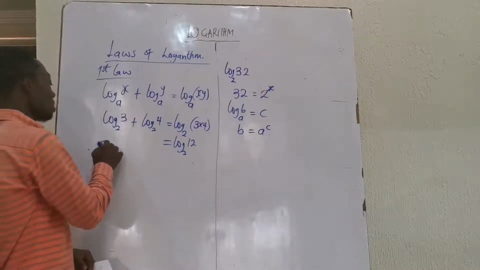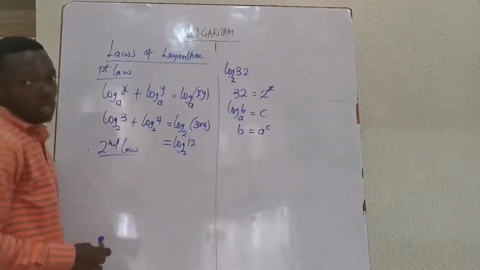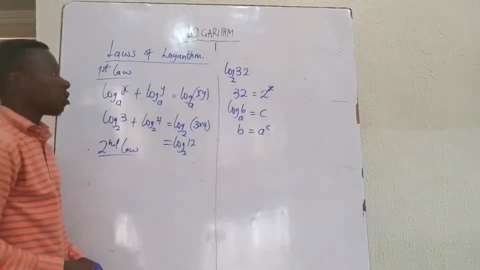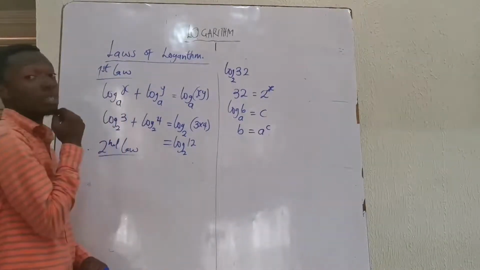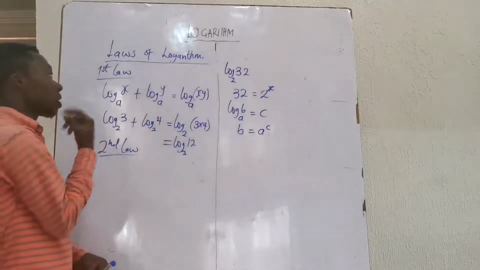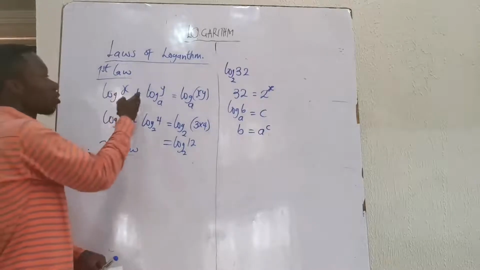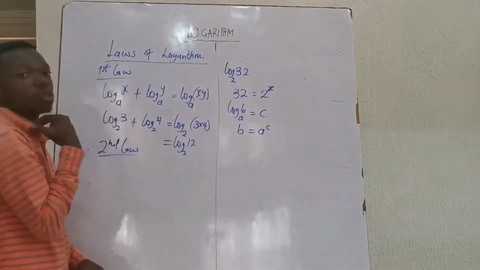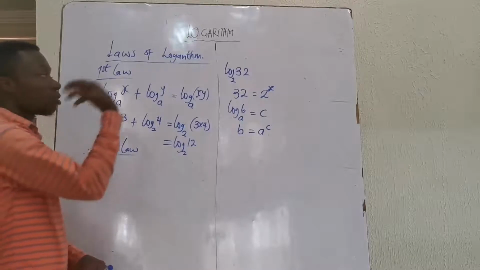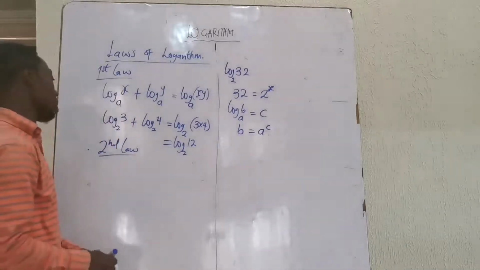Alright, so the second law, let's start the second law. The second law is actually the opposite of the first law. Realize that the first law we're dealing with addition, and that was resulting into multiplication. Is that okay? So the second law, once we are saying that opposite is going to negative. That's subtraction. We are going to subtract or find a difference between two logarithms of the same base. And that's going to result in what we call the division approach.